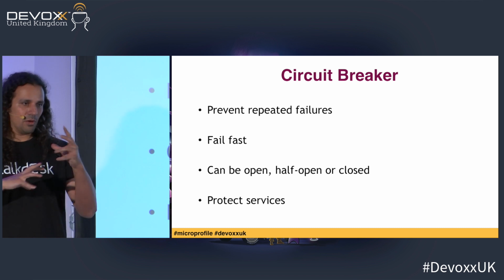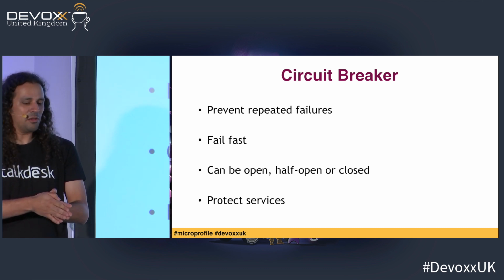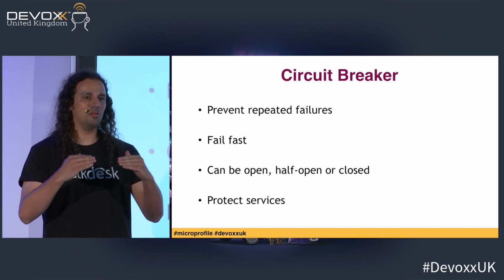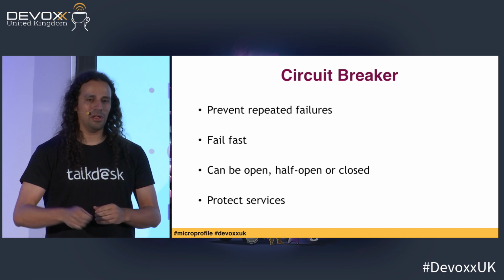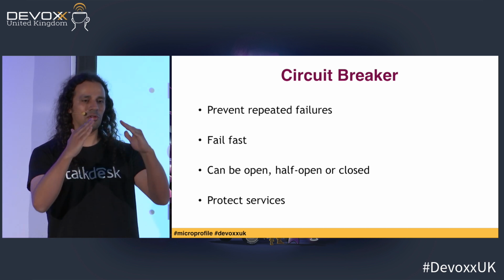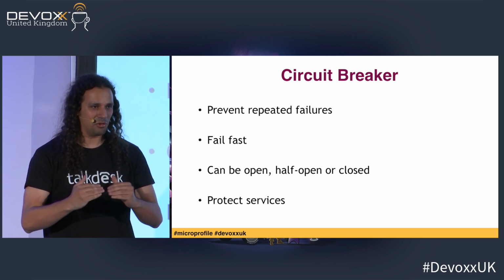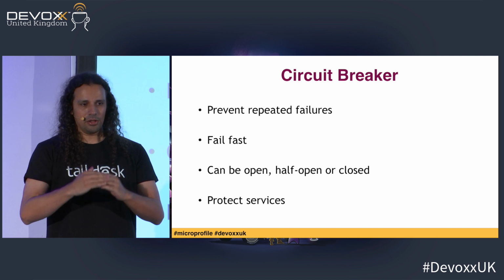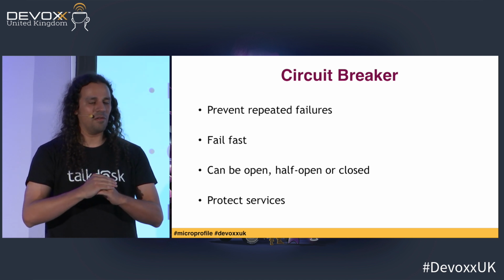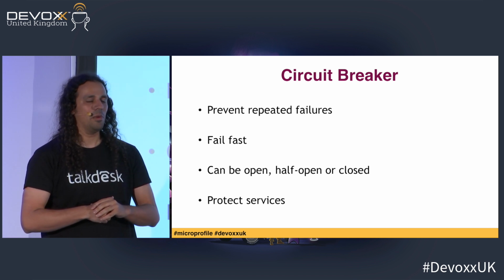And then the circuit has multiple states. It usually has open, half open, and closed. Usually the circuit breaker starts as closed. It's kind of like a light switch, right? You go there, you switch the light switch, and it means that you close the circuit, and then you have light. The same thing applies to the circuit breaker. It becomes open when you have a few failures, depending on the configuration that you set up.